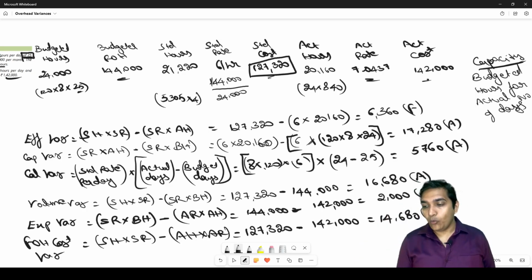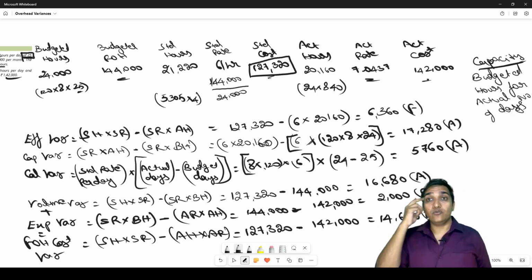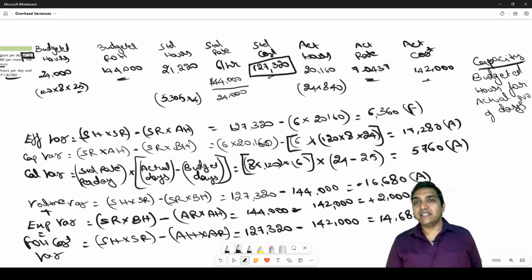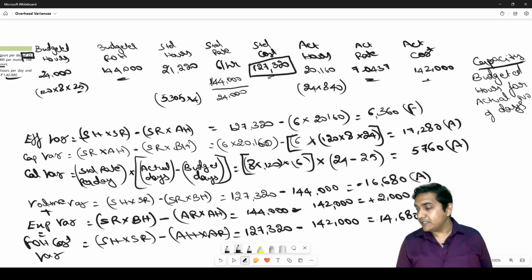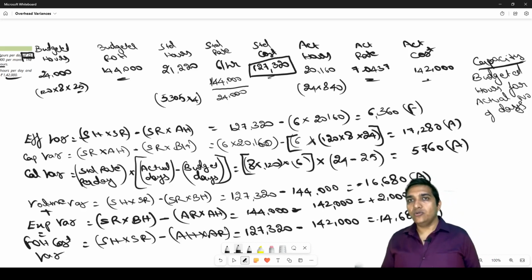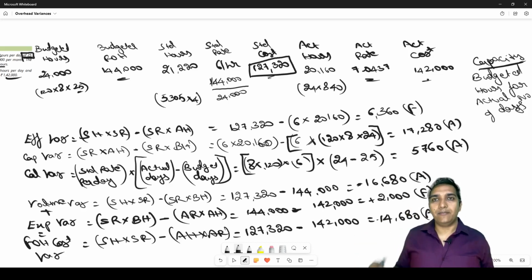Again, further you can do a check as well. Check is volume plus expense is equal to fixed overhead cost variance. So if you see minus 16,680 plus 2,000, you get minus 14,680, right? And as discussed earlier, do not use these mathematical signs of plus and minus. What we will do is, if it is negative, we write it as adverse. If it is positive, we write it as favorable.